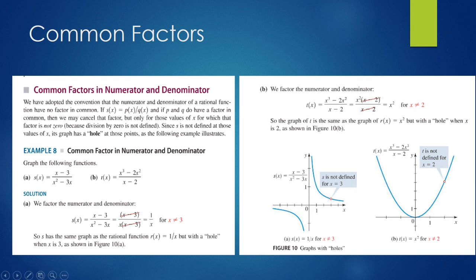So this graph, which is easier to graph, is going to be the same graph, because it's the same graph with a factor added in. But it would have a hole at x equals 3.